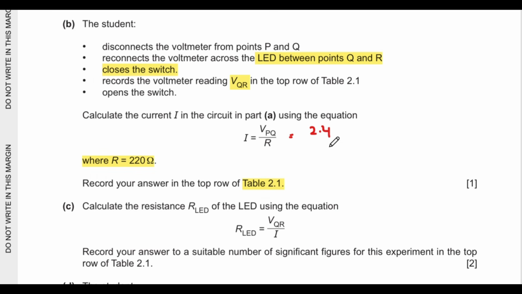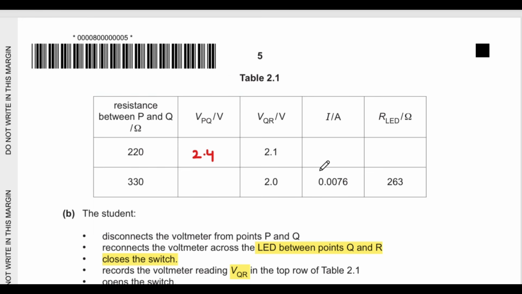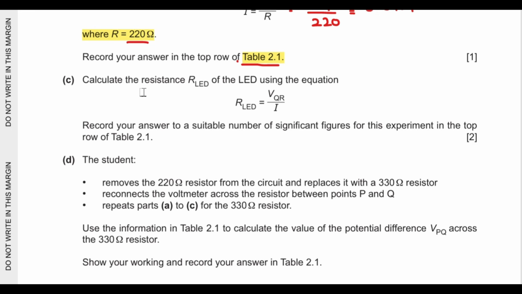So voltage PQ we have already written is 2.4 and the resistance is given by the question, which is 220 ohms. So I will divide these two values and I will get the current. So current is 0.0109 amperes. So I will write it in table 2.1 over here, 0.0109.